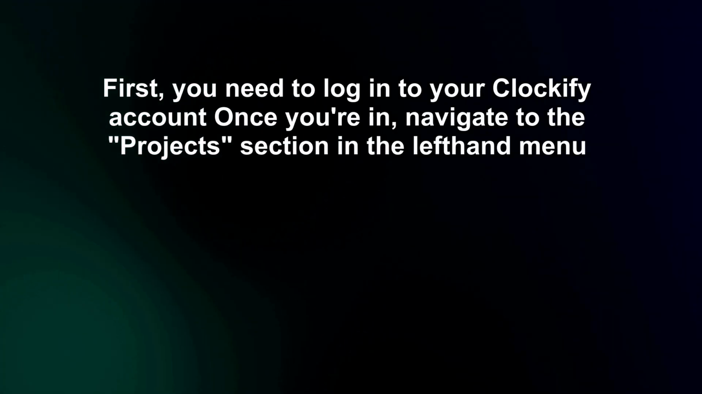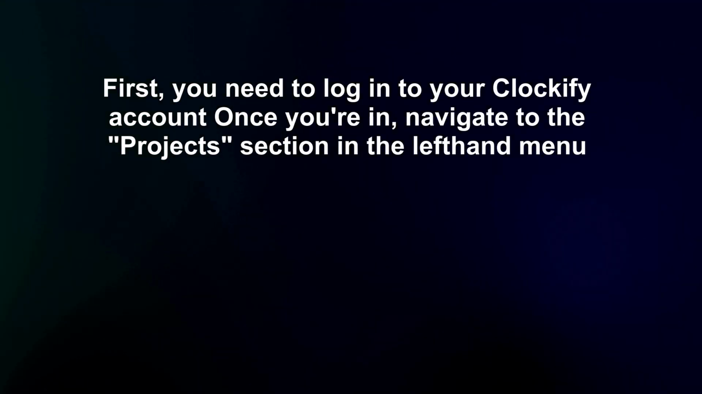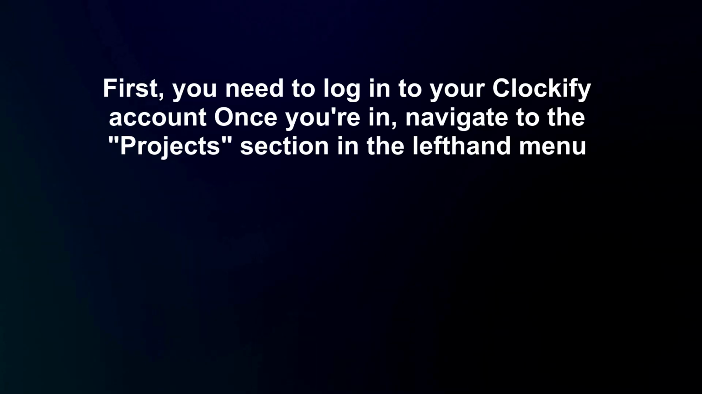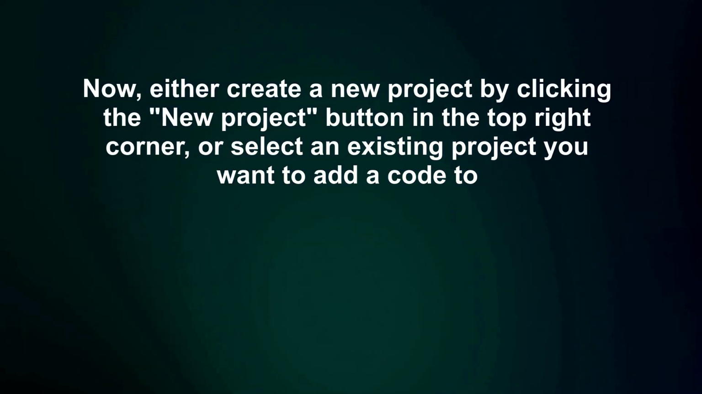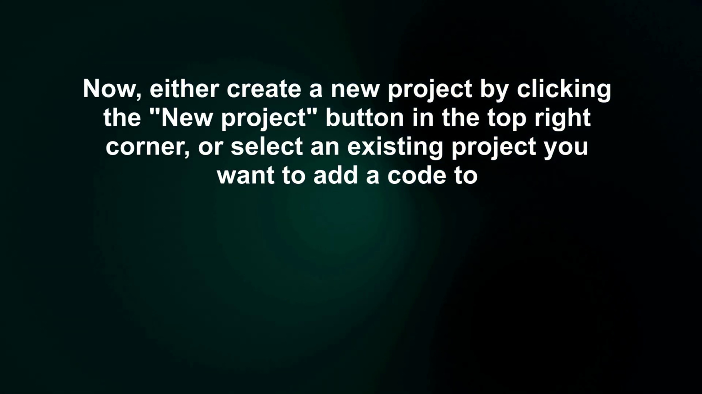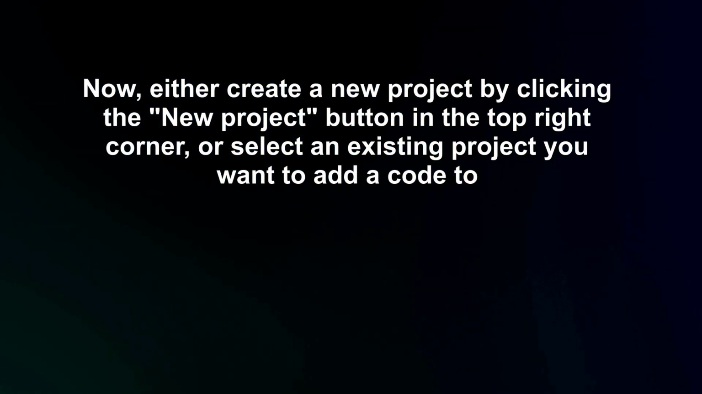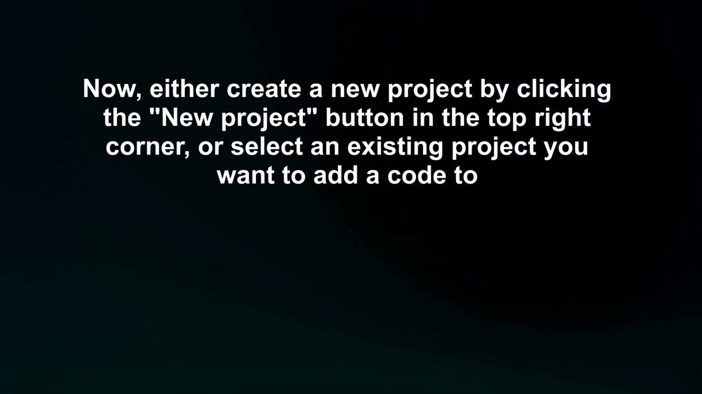Let's dive in. First, you need to log into your Clockify account. Once you're in, navigate to the Projects section in the left-hand menu. Now, either create a new project by clicking the New Project button in the top right corner, or select an existing project you want to add a code to.